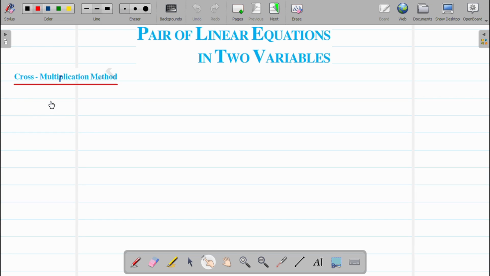Hello students, so we go further now with the next topic of linear equations in two variables, the cross multiplication method. It's another method by which we can solve two linear equations. For example, if we have the linear equations, generally I am explaining first, a1x plus b1y plus c1 equal to 0 is the first one, a2x plus b2y plus c2 equal to 0 is the second one. Then how do we solve them?